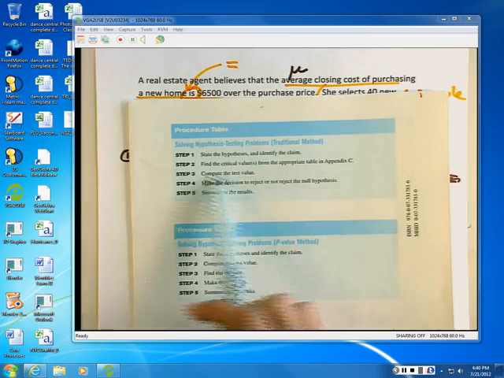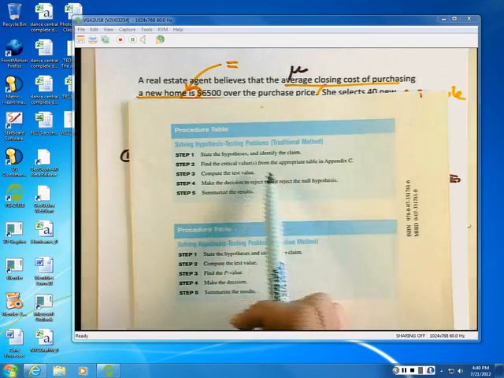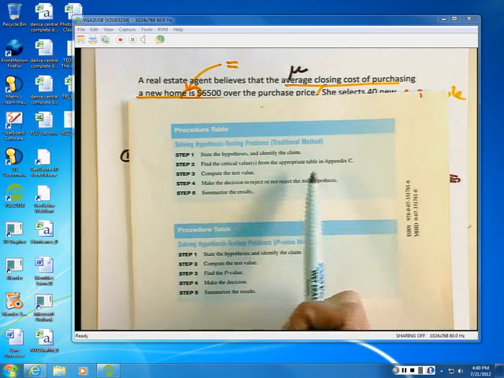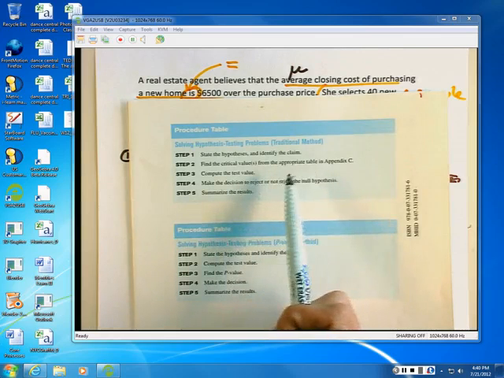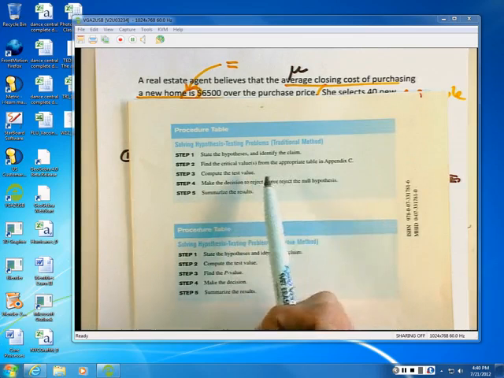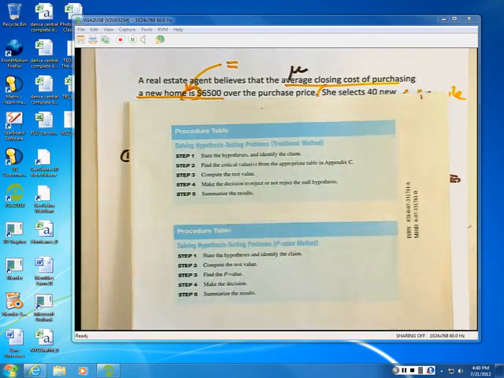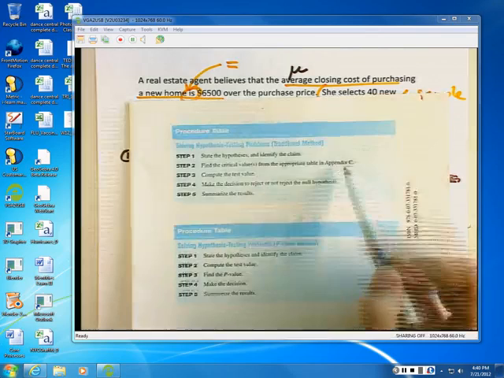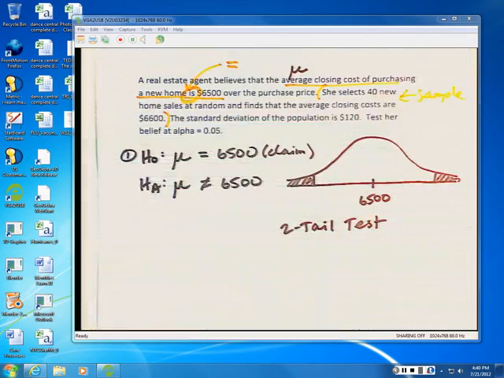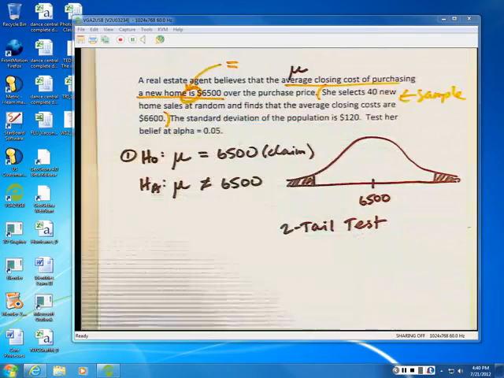Step 2 is to find the critical value from the appropriate table in Appendix C. I'm not a big table person. I can use my calculator. So instead of using this, which I could do, I'm going to go ahead and use my calculator. But I will show you how to do that because it's not a bad way. I don't use Appendix C, though, because I think that's too complicated. There's a much, much nicer way to do that. We're going to use Table F.